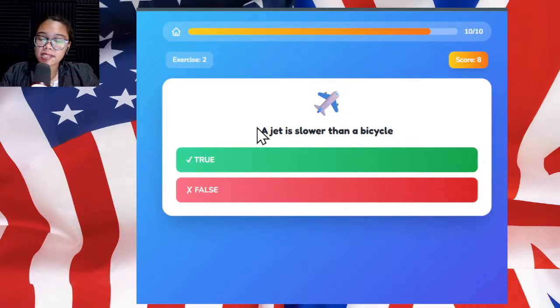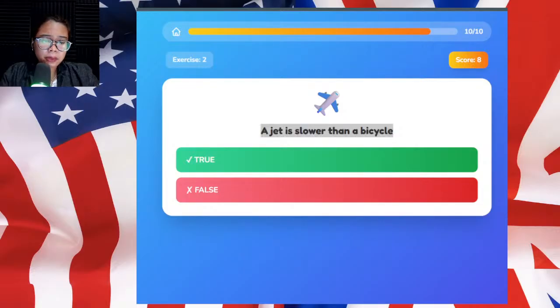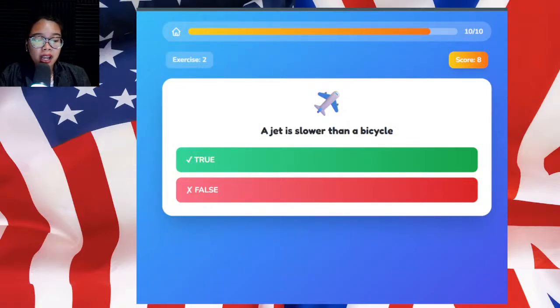Going back, the statement is a jet is slower than a bicycle. What is a jet? Do we remember what a jet is? That is an air transportation vehicle, right? How do we define jet? A jet is the king of speed. A jet is a high-speed aircraft powered by one or more powerful jet engines.